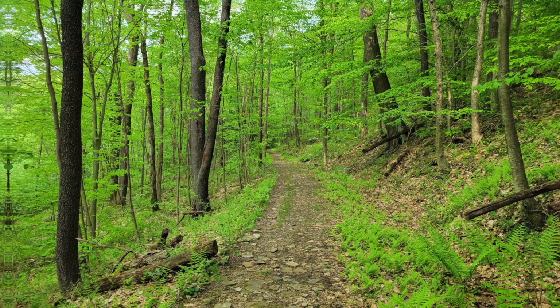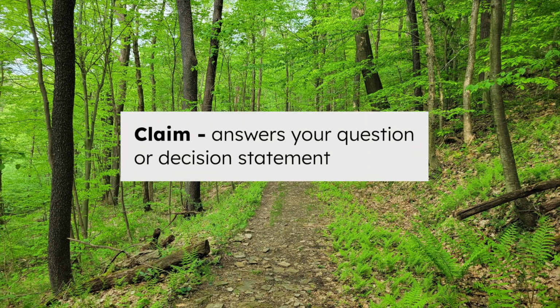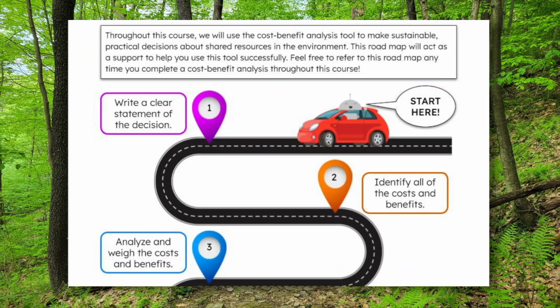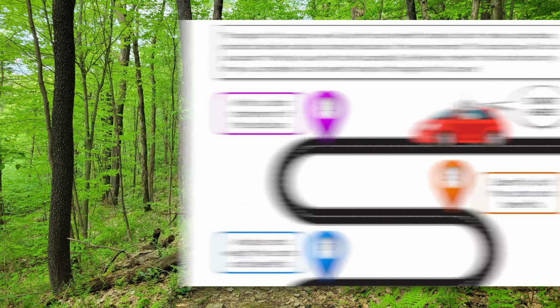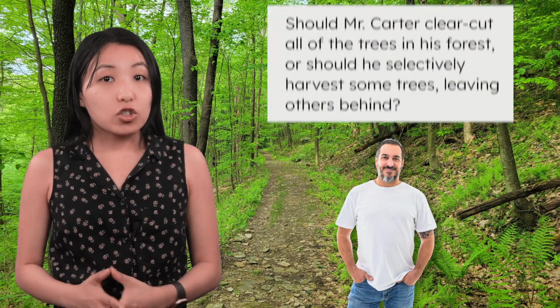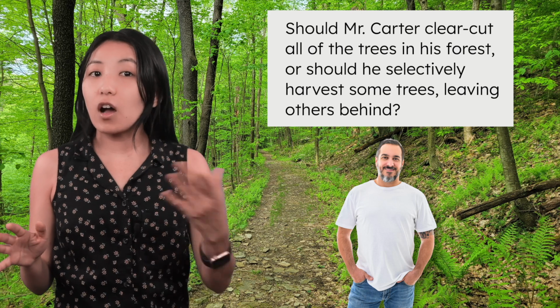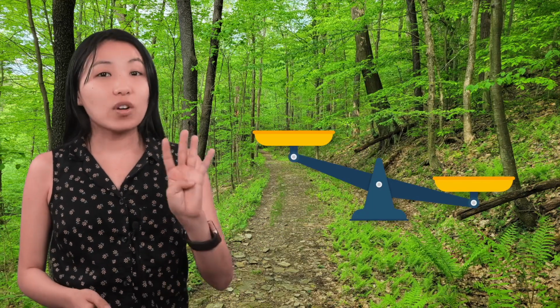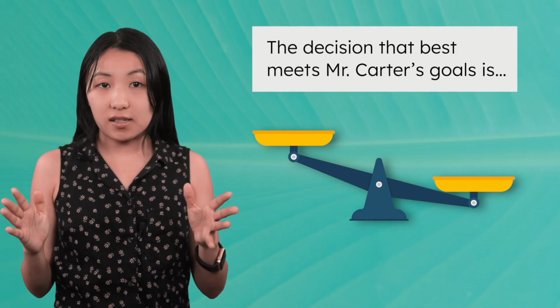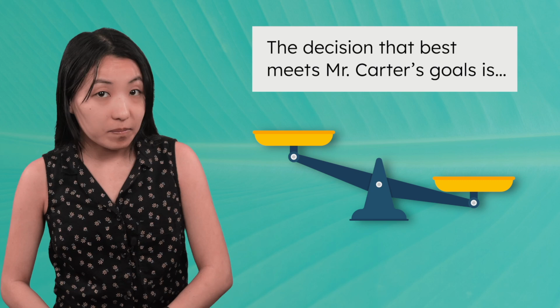The first part of a claim evidence reasoning statement is, well, you guessed it, a claim. In CER, the claim answers the specific question or decision statement. Remember, you identified this decision statement in step 1 of your cost-benefit analysis for Mr. Carter. Do you remember what this question was? For Mr. Carter, the question was, should he clear-cut all of the trees in his forest, or should he selectively harvest some trees, leaving others behind? By step 4 of the cost-benefit analysis, you made a decision about this question in one clear, simple sentence. This decision is your claim.